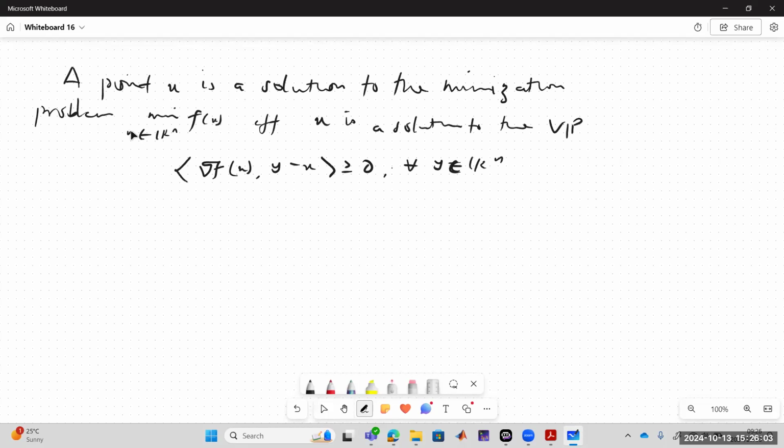minimization problem. Now, let x be a solution to the minimization problem. If and only if, no, I've got to prove two sides. Now, let x be a solution to the minimization problem. Then x is a minimizer of f.